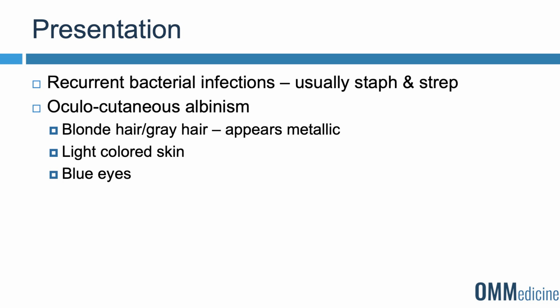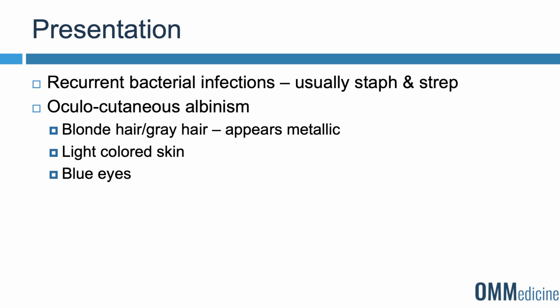Now recurrent bacterial infections is nonspecific, and so the way that you will really identify a case of Chediak Higashi syndrome, especially on your boards, is going to be by the way that the patients look. These patients are going to have very light colored skin, they have blue eyes or light colored eyes, they will have blonde hair or gray hair that typically has a metallic sheen to it, and all of these together are referred to as oculocutaneous albinism.